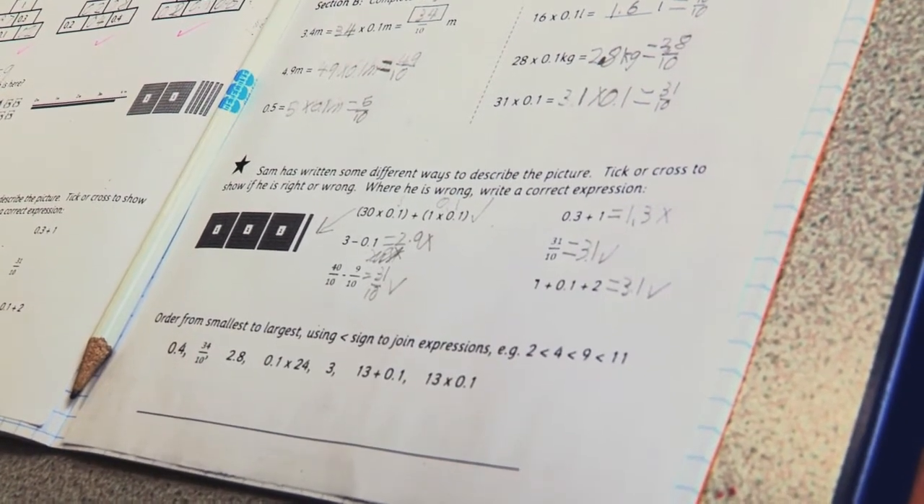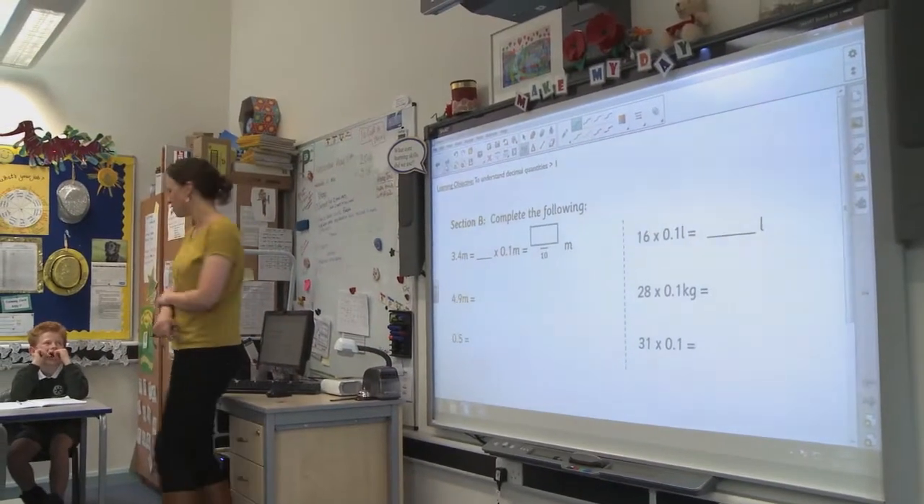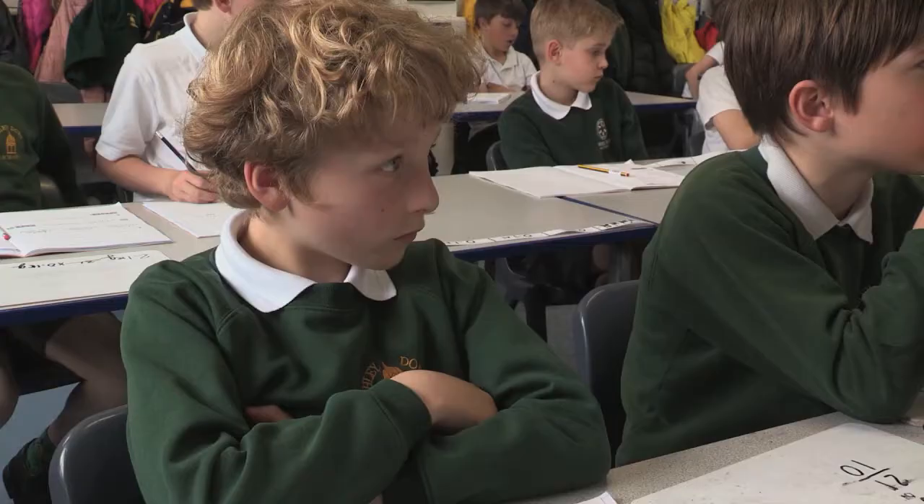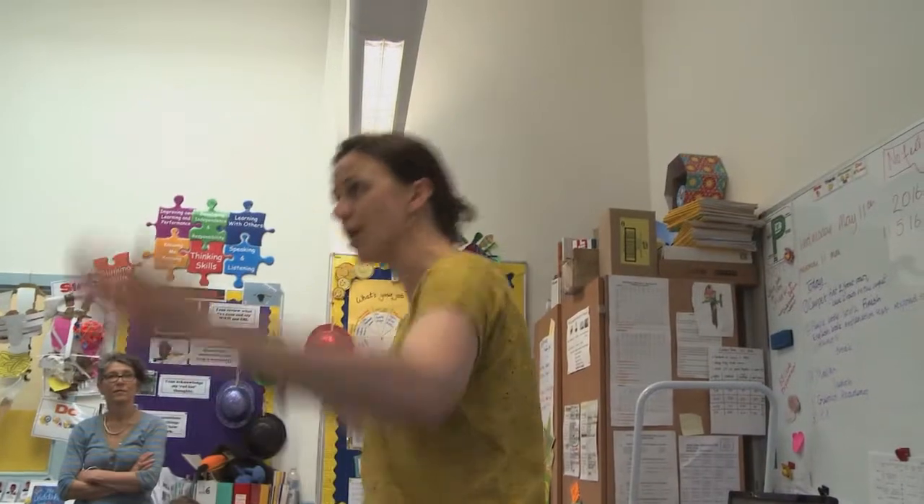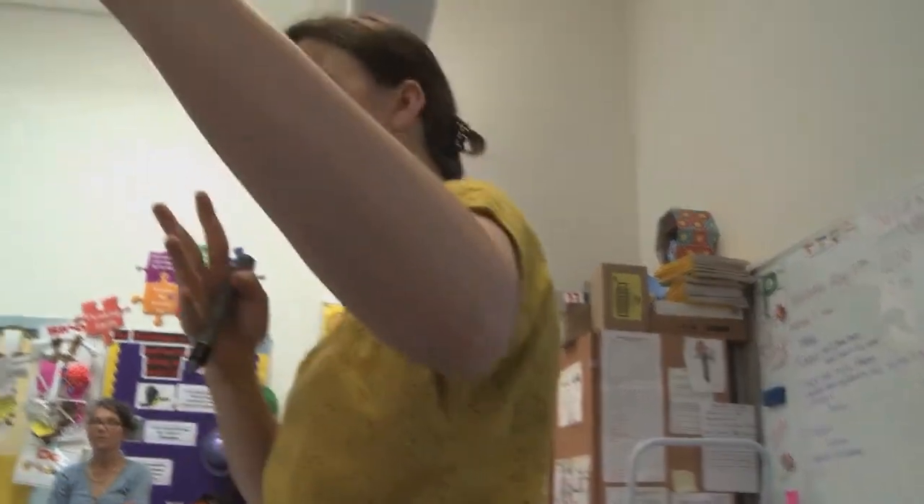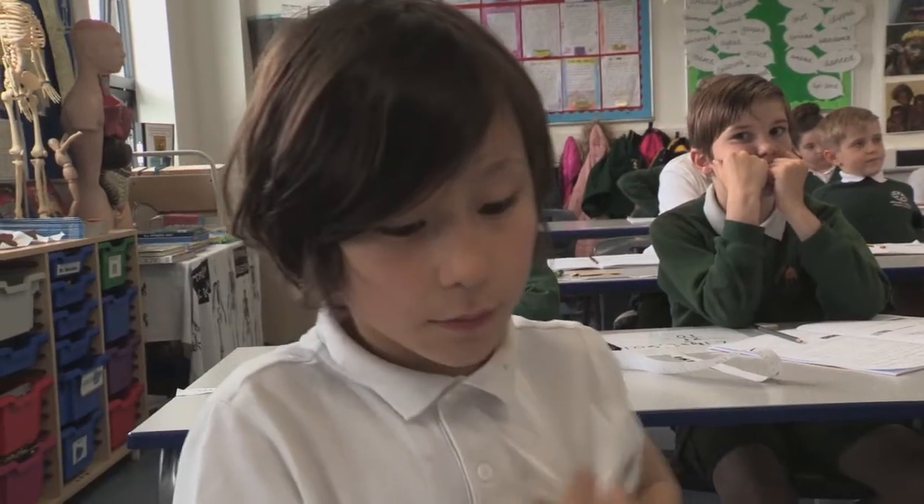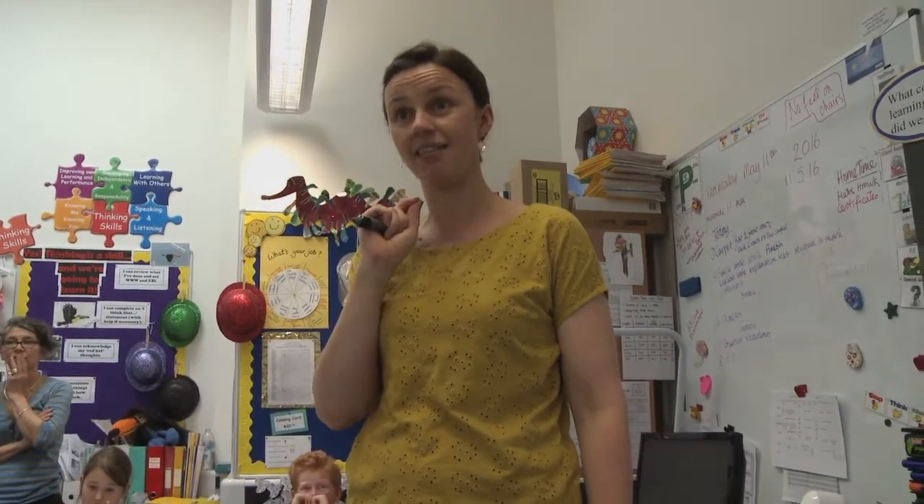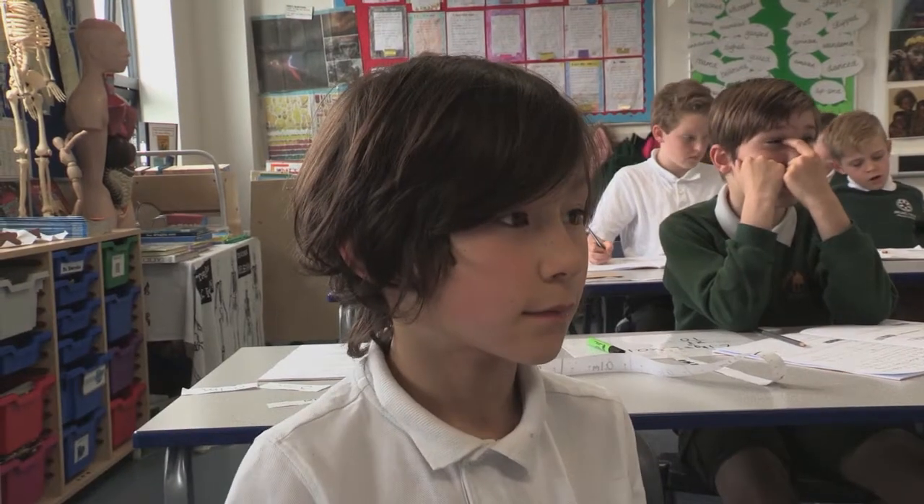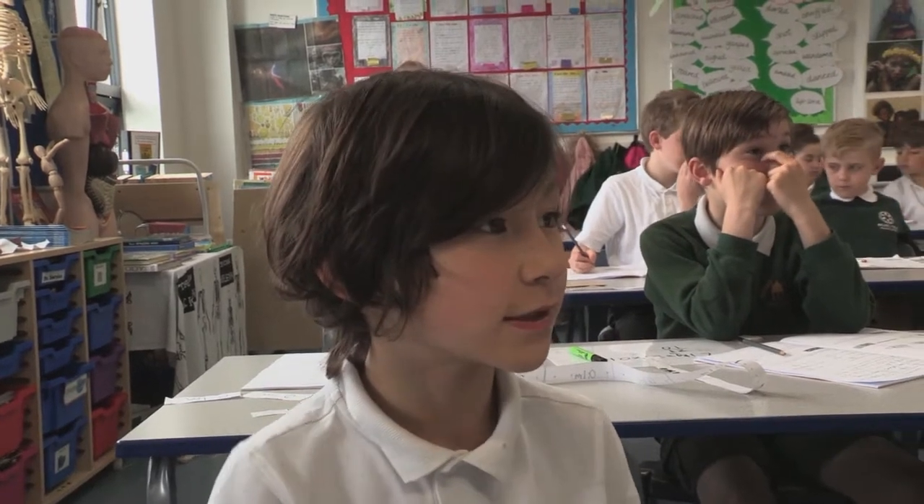Right, we're going to go through these now. So let's start with the first one, 3.4 metres. Who can tell me how many tenths of a metre there are in 3.4 metres? Eli? 34. Good. There are 34 tenths of a metre. Can you say that, Eli? There are 34 tenths of a metre.